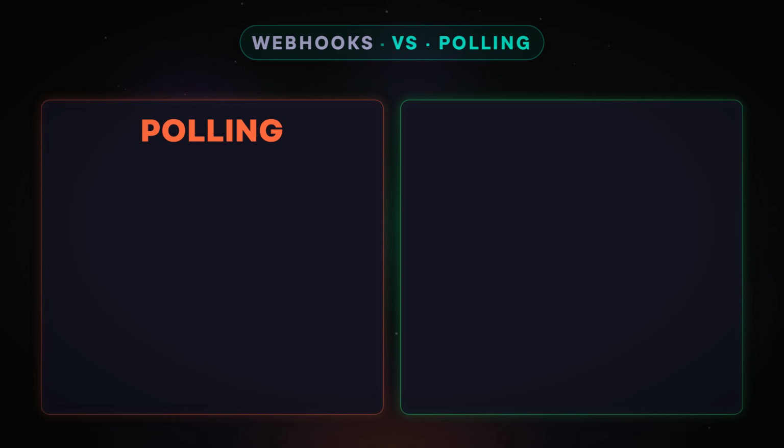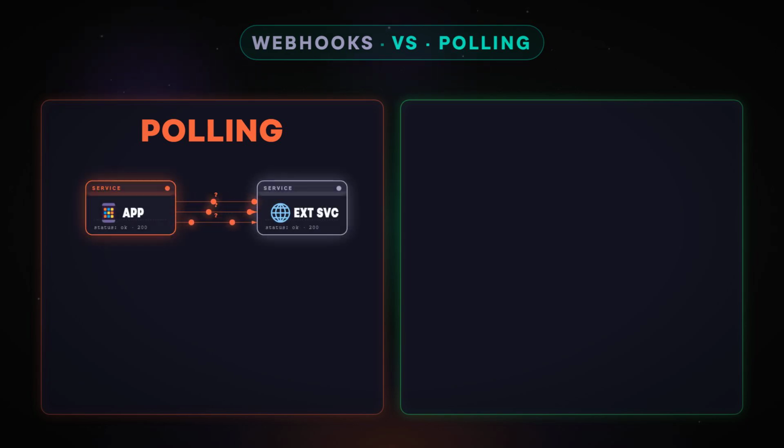Now let's try to understand the difference between webhook versus polling. This is one of the most common interview questions. Polling architecture is where our app polls external services. With polling, our application repeatedly asks for updates. Most requests return no useful information. This wastes bandwidth and resources.